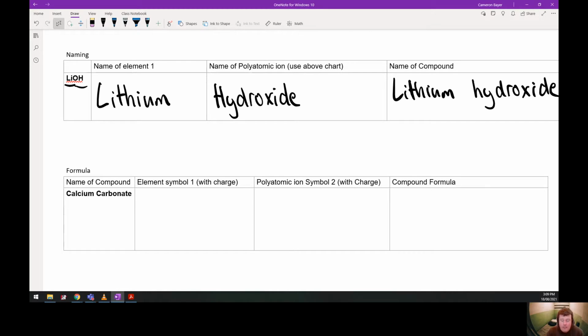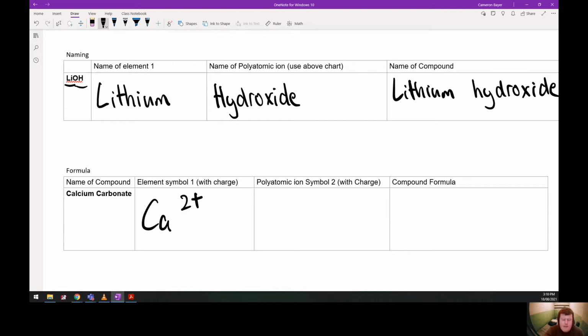We went through it pretty well, I hope. But we'll be able to. It's pretty much a similar process to the crossing over method that we used before. So again, what I'm going to do is I'm after calcium carbonate. And what I need to do is write element 1. So this is going to be calcium. All right, calcium actually is a 2+ charge.